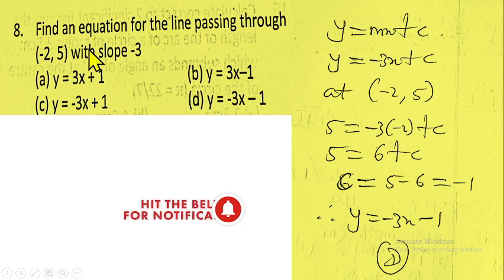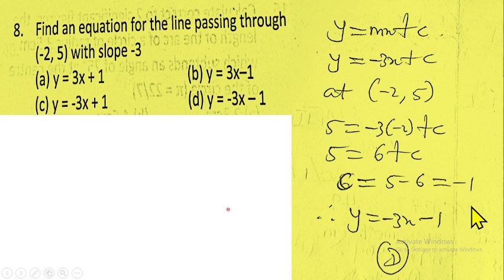So at this point, y is 5, x is minus 2. So if you put it into this, you have 5 equals minus 3 times minus 2 plus c. So we have 5 equals minus 3 times minus 2 gives us 6 plus c. Collecting like terms, c will be 5 minus 6, and that gives us minus 1. So if you return back into this, you have y equals minus 3x minus 1. So that's the equation we are looking for, and option D is the correct option for question number 8.